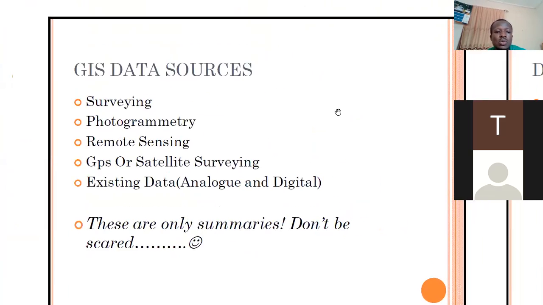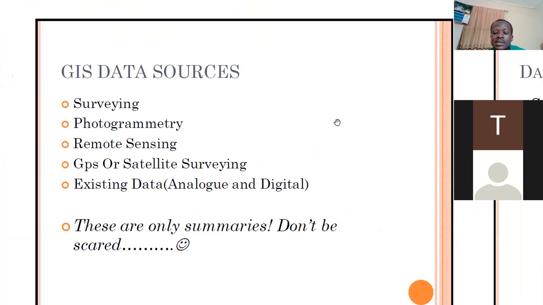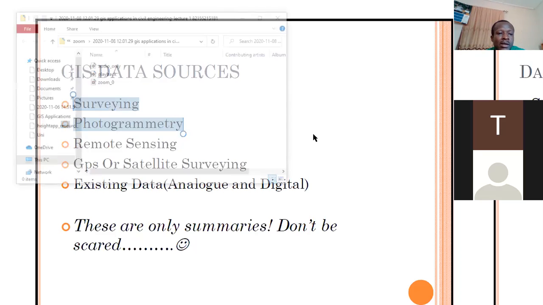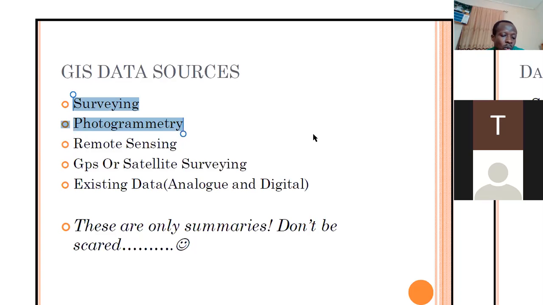The next thing we also want to talk about is the data sources for GIS. So data sources start with surveying. What do surveyors do? On a daily basis, surveyors use their instruments to measure angles and distances. And then these angles and distances are used to do what? Compute volumes, determine ownership of property and a whole lot.